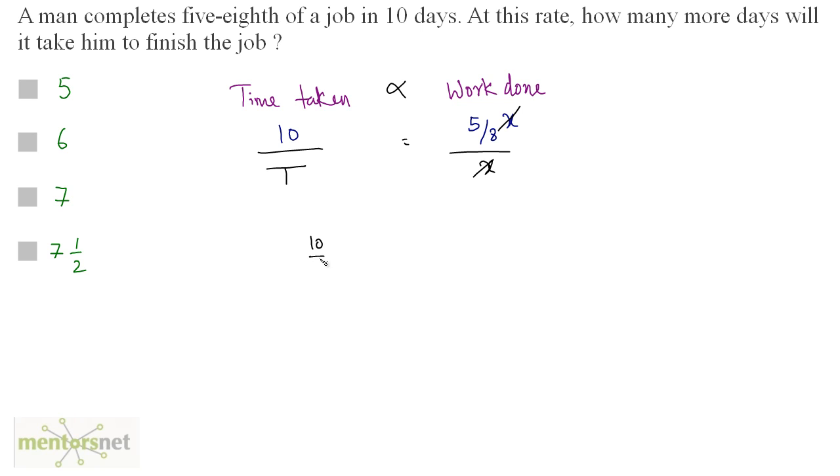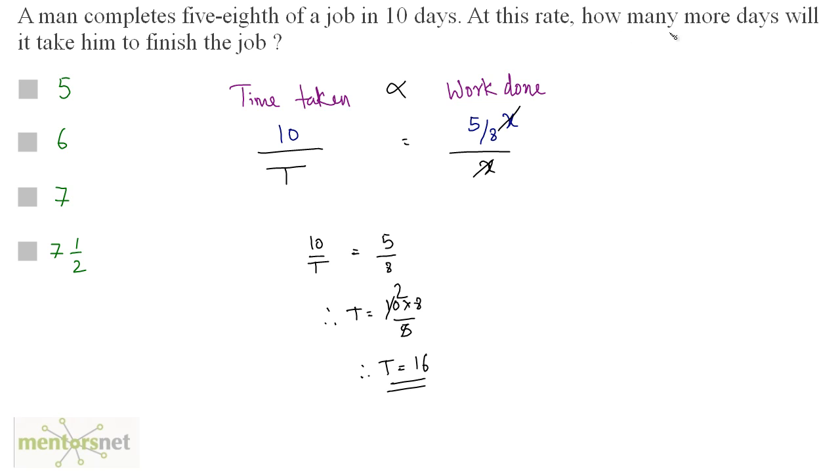What we have is 10 by T is equal to 5/8. Therefore T is equal to 10 times 8 by 5. Therefore T is equal to 16. So 16 is the complete time taken to do the complete work, the total time, right?